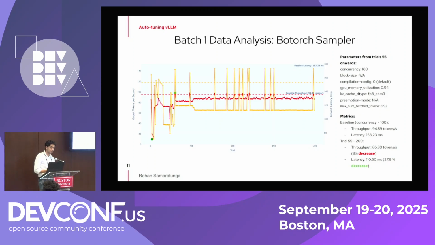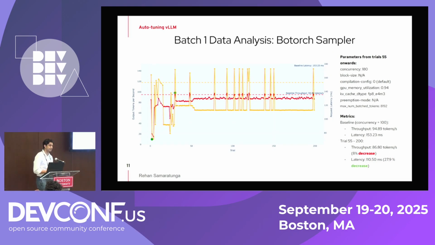Here, these values were a lot better than the previous one, where at trials 55 to 200, throughput was only at an 8% decrease, while latency had a 27.9% decrease. This gave me confirmation that BoTorch does provide us with an optimal set of parameters where we can get really low latency while having a throughput just below the baseline. However, this was only with batch one.